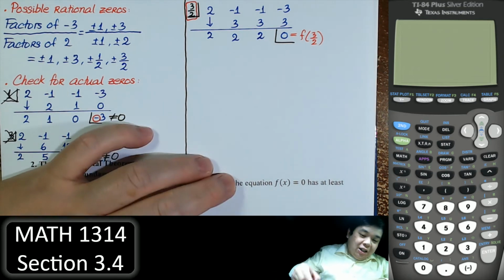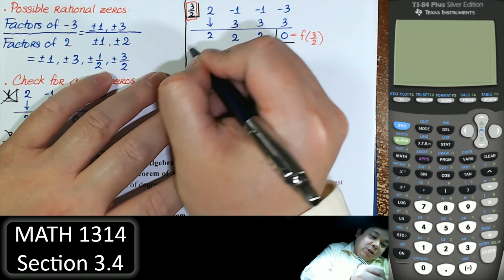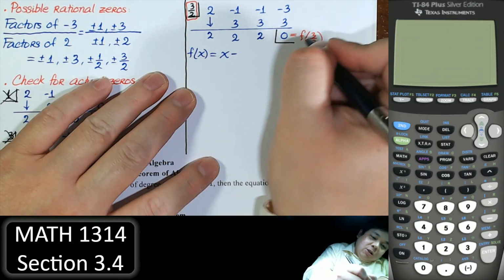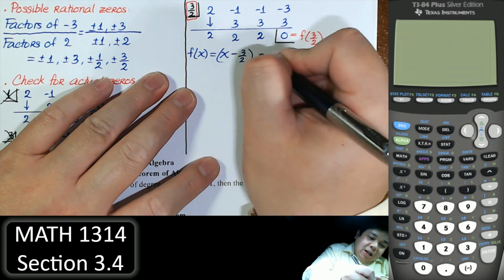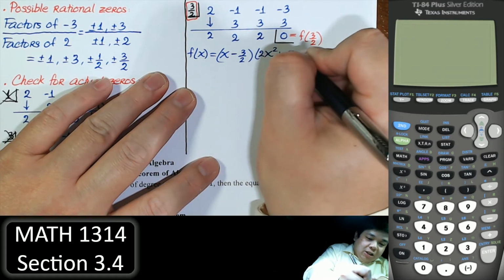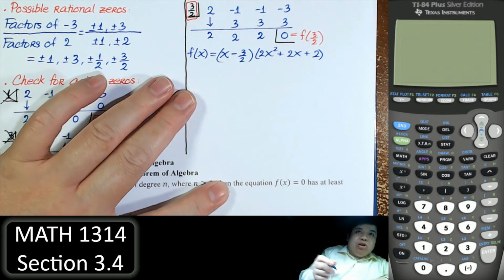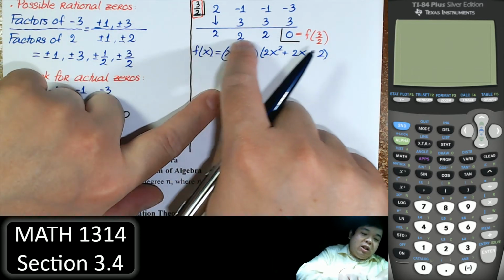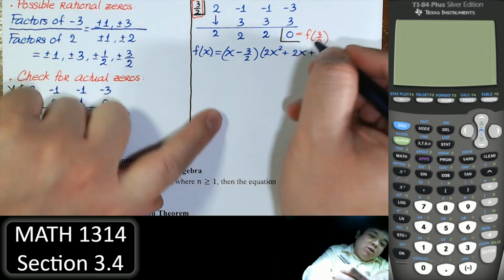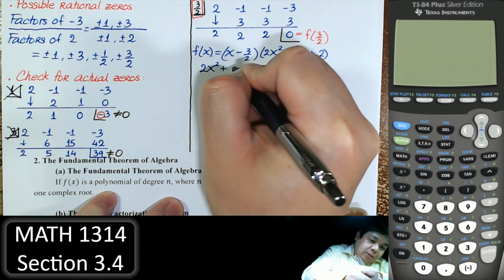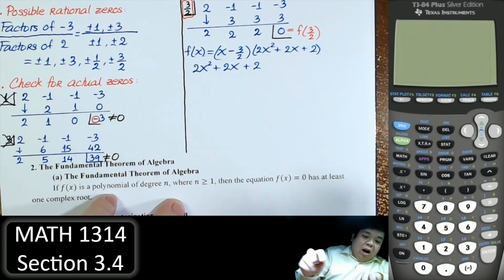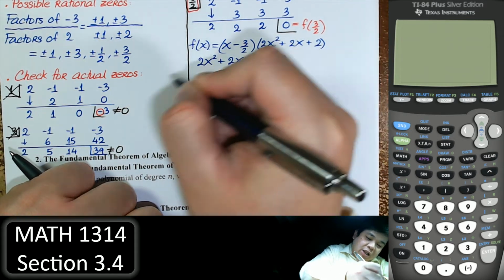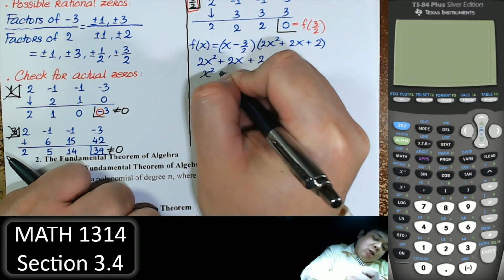And not only that, it allows us to factor. So we say the function f of x is factored as x minus 3 halves, and then 2x squared plus 2x plus 2. If we solve x minus 3 halves equal to 0, that gives us the 3 halves. So potentially we just need to work on the 2x squared plus 2x plus 2. All of that is divisible by 2, so I'm just going ahead and dividing by 2. If it's equal to 0, divide by 2 on both sides: x squared plus x plus 1.